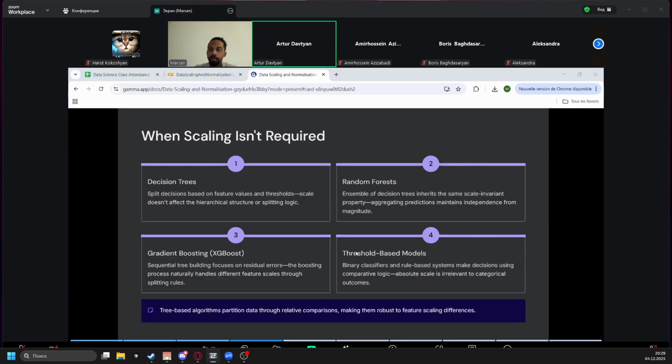Can you please say something about the fourth one, the threshold-based models? Like, what is it? What's the context? I don't get the binary classifiers and using complex ones. I don't understand the fourth one. So the threshold-based models.